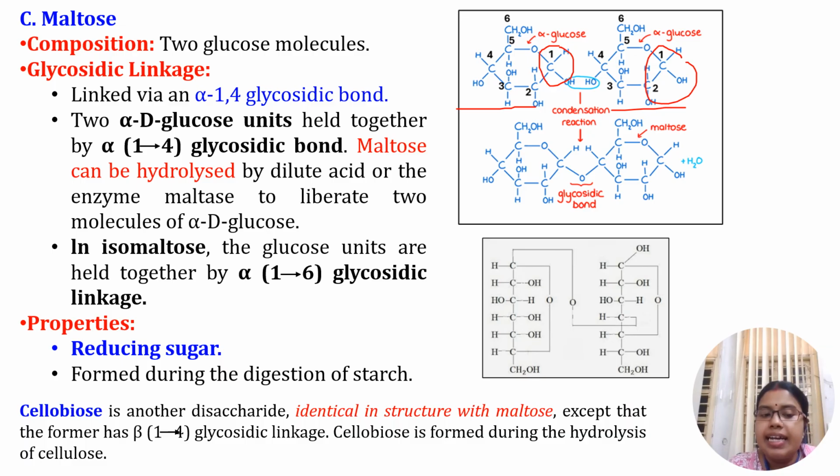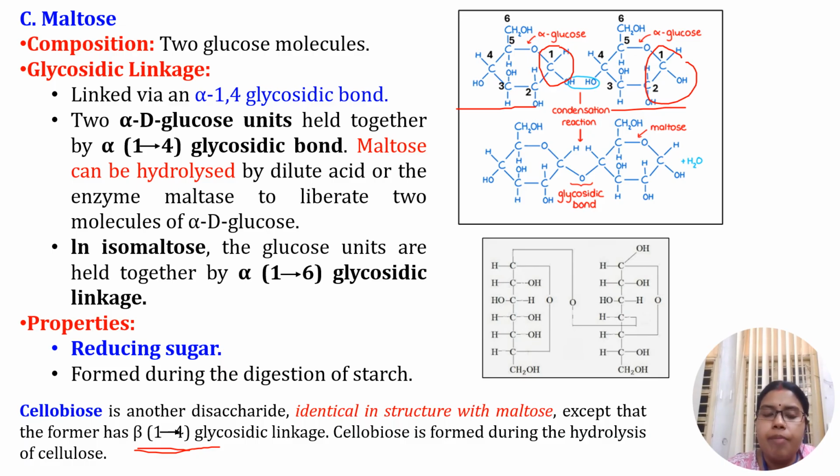Cellobiose is another disaccharide and it has an identical structure with maltose except that it has a beta 1,4 glycosidic linkage. In the case of maltose, both are alpha-D-glucose, but in the case of cellobiose, both are beta-D-glucose. The linkage is the same: for maltose it is alpha 1,4, and in the case of cellobiose it is beta 1,4 glycosidic linkage. Cellobiose is formed during the hydrolysis of cellulose.